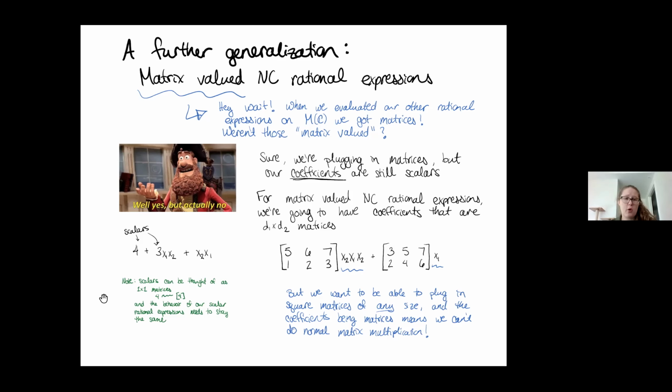One other note before I move on to our next slide is that scalars can be thought of as 1-by-1 matrices. So all of the behavior that we've just been talking about, like regularity, can be recovered from our matrix valued case.